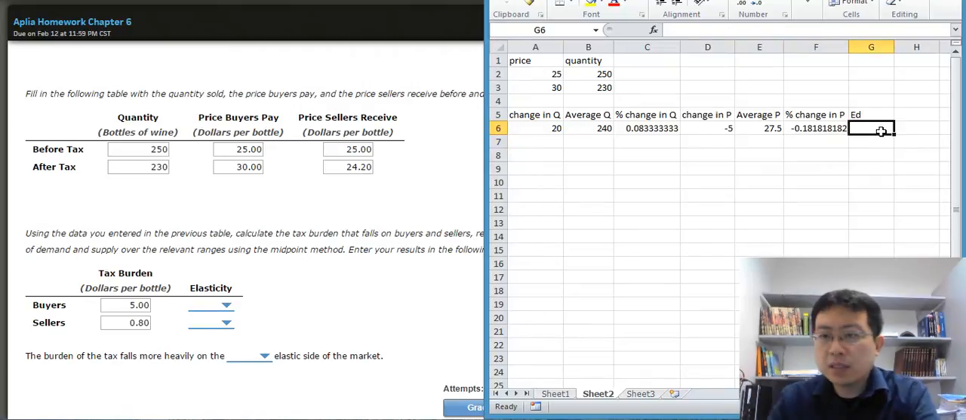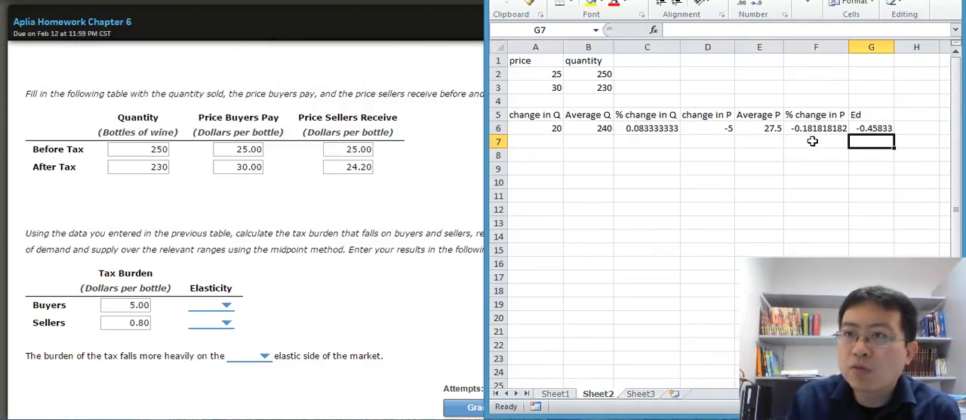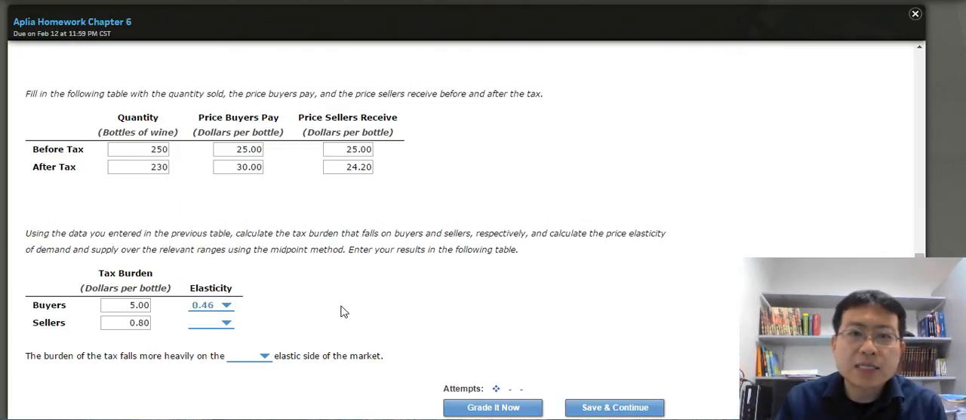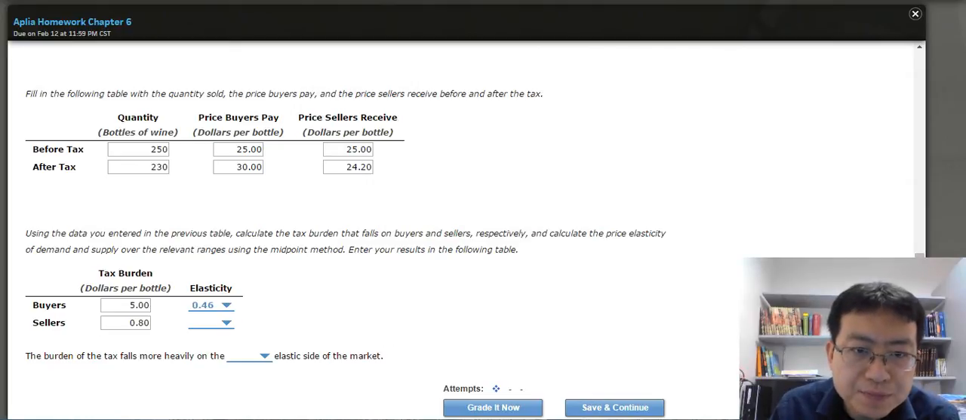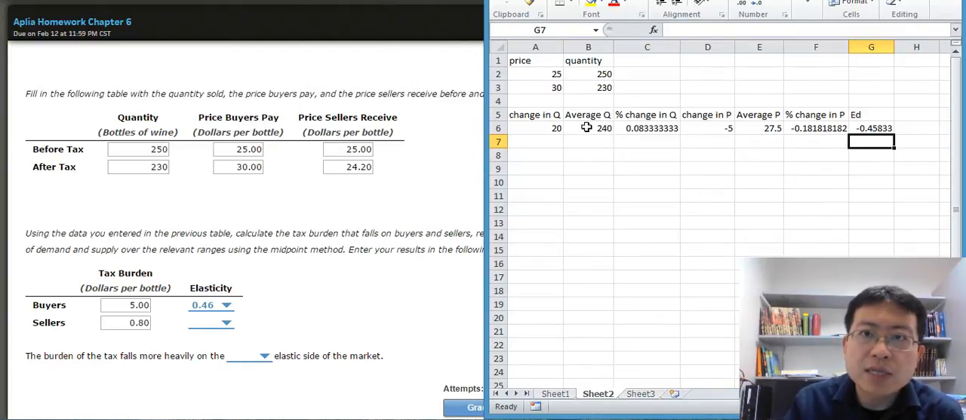All right. And last one, elasticity of demand, E equals to your percentage change in quantity divided by your percentage change in price. The answer is 0.458. Or if you go on the list, 0.46 is the closest answer. Now next, let's do supply. So don't erase this table. We're gonna use the same table. And the good thing about Excel is that every time you put in the formula in there, it'll keep the formula in the spreadsheet. And then all you gotta do is just change the input price.